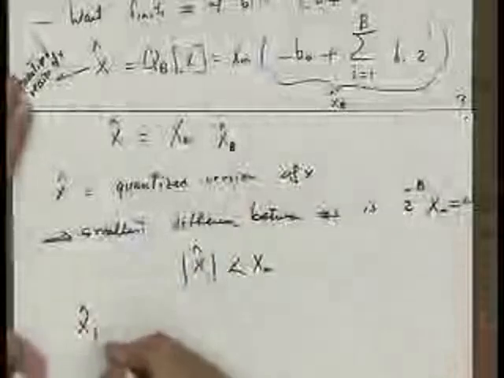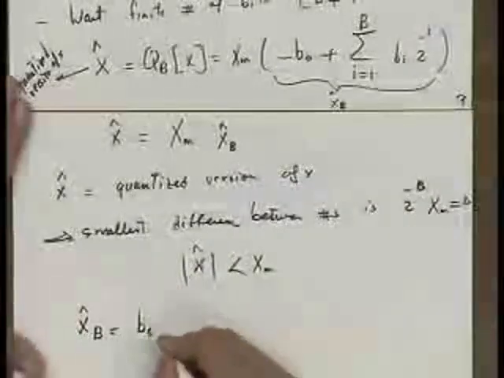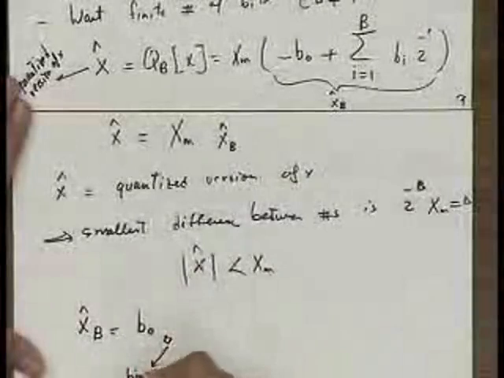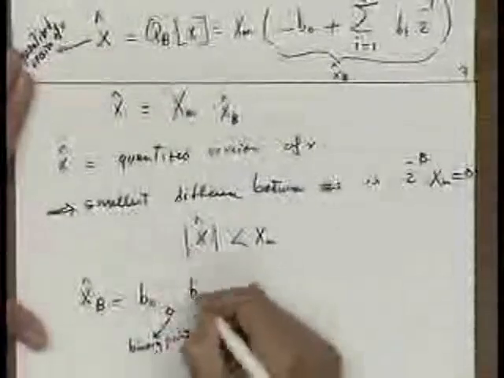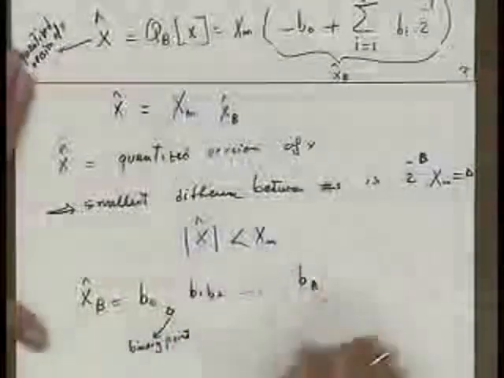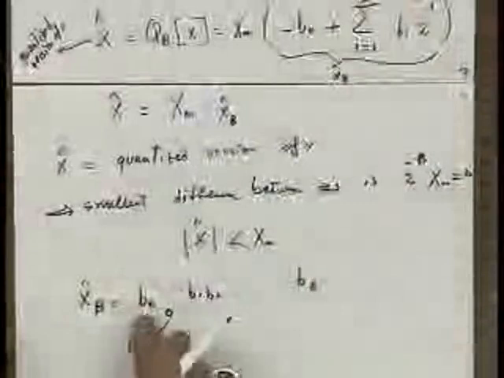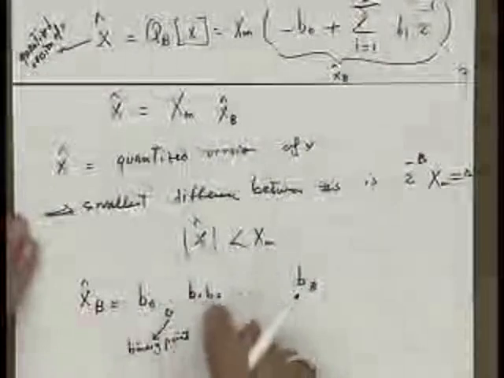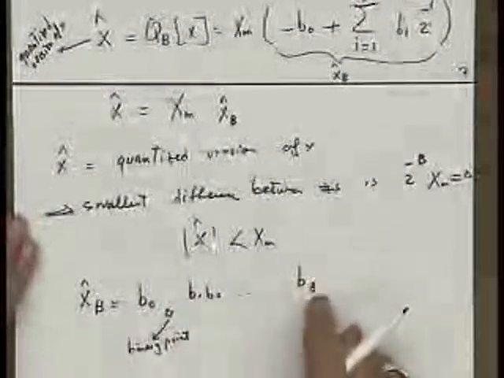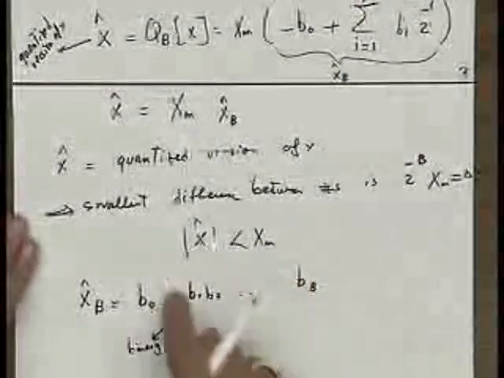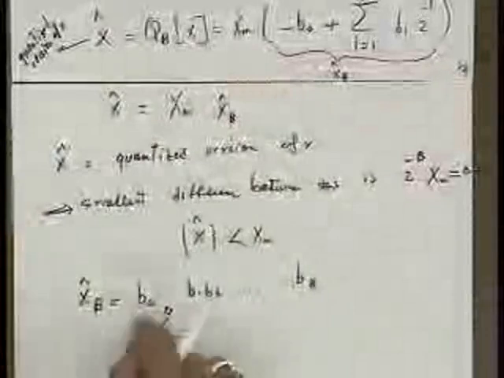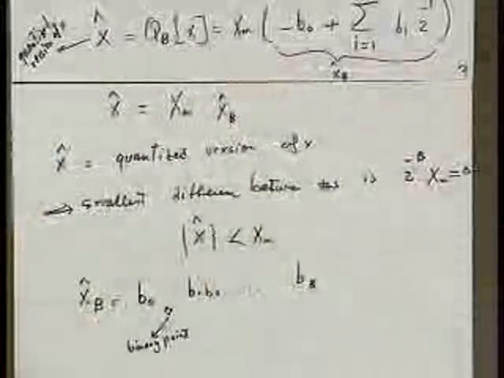So I'm going to write x hat of b in the following form: b naught, and then this is not the decimal point but the binary point, then b1, b2, all the way to b sub b. So this is the representation of this number. This tells me whether it's positive or negative, and this is b1 times a half plus b2 times a quarter, plus b sub b times 2 to the minus b, and then multiply by x sub m, and that tells me the quantized value of x. And b naught tells me whether it's positive or negative.